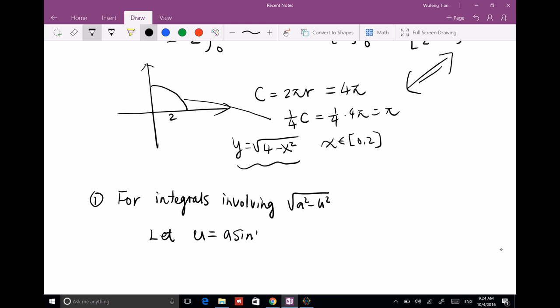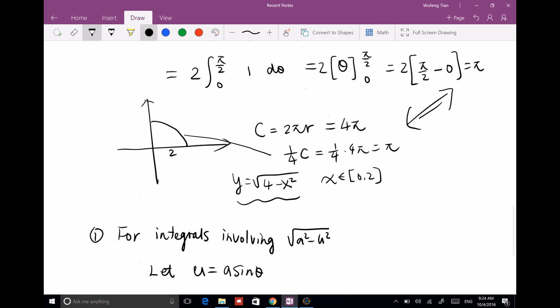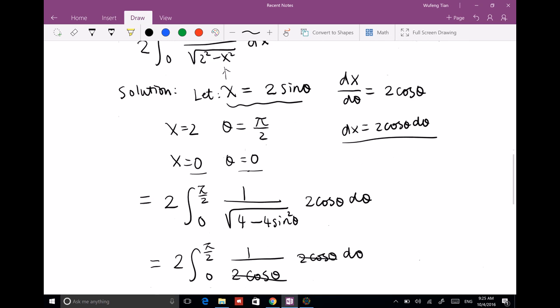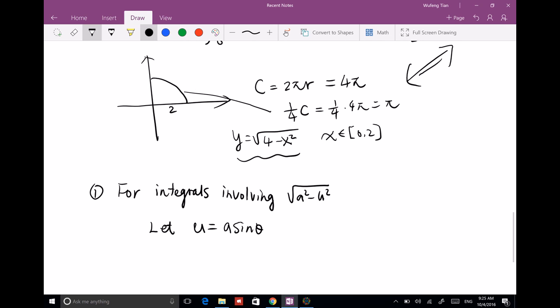A sine theta, very good. So previously, if it's 2 squared minus u squared, we got x equals 2 sine theta. Now it's a more general form. If it's a squared minus u squared, I get u equals a sine theta. Then what do we do? We take the derivative on both sides. So du over d theta equals a cosine theta. Then we get du equals a cosine theta d theta.